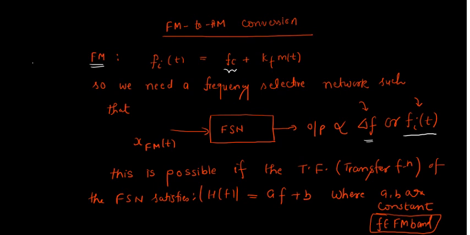The output, proportional to the frequency deviation or instantaneous frequency, will provide you your message signal back, which in turn will give you output proportional to your message signal. So, it will work as a demodulator. Why are we calling it a frequency selective network? Because its output depends on the frequency. So, this transfer function of the frequency selective network will also be a function of the frequency of your input signal.